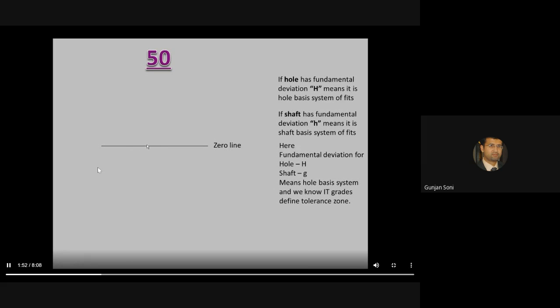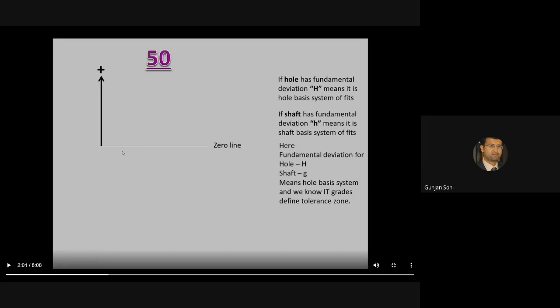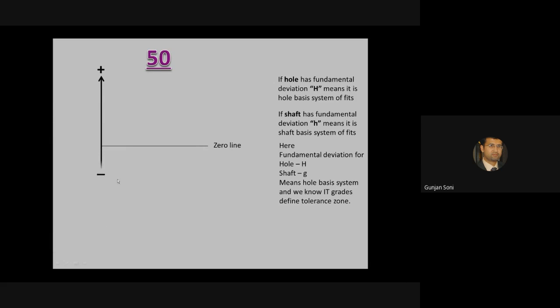Now, above the zero line, the deviation will be positive, and the size of the component goes on increasing as we go up. So above the zero line, the deviation will be positive, right? That means positive deviation means your basic size is lower than the lower limit of the hole. Below the zero line, the deviation will be negative, and the size of the component goes on decreasing as we go down.